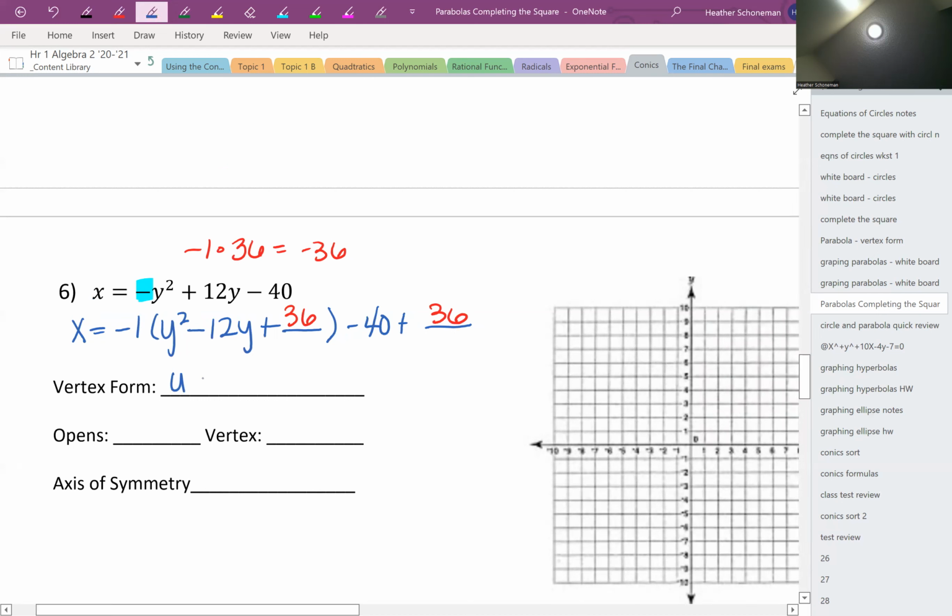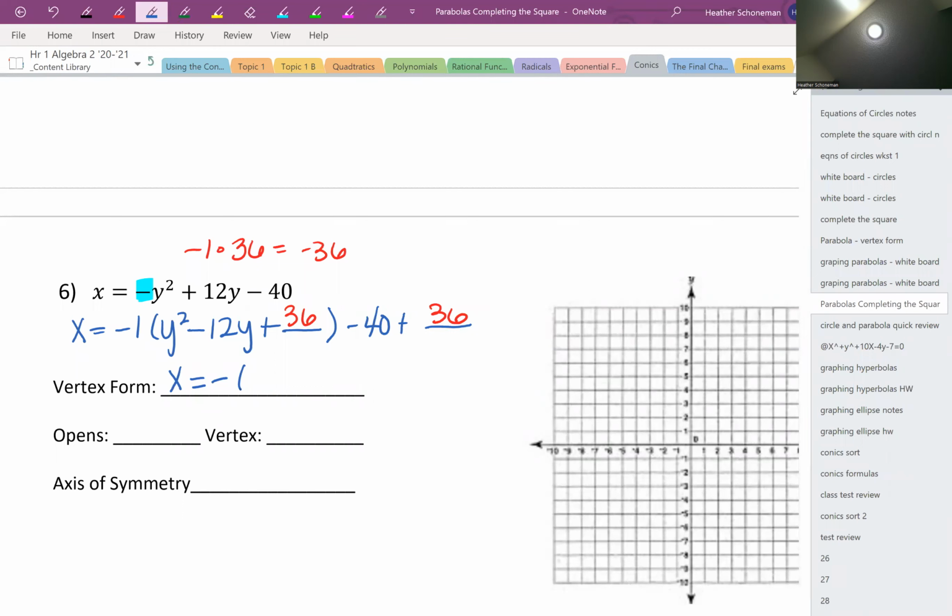So when I write my equation, almost did it a third time, I get x equals, and then I've got my negative. And remember, you don't have to write the 1, so I'm just going to do the negative, and this factors to, oh gosh, now my pen stopped writing, so I'll just speak it out. Okay, this factors to y minus 6 squared, and then over here I get negative 4.